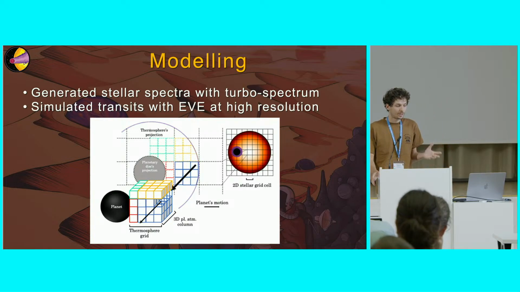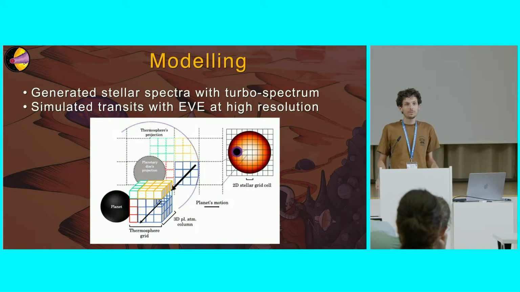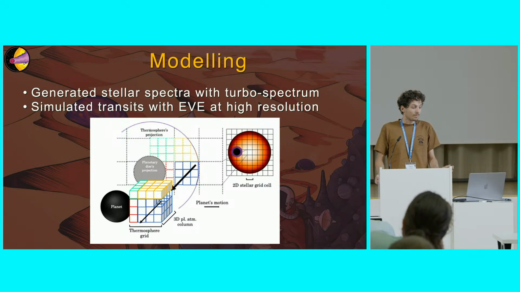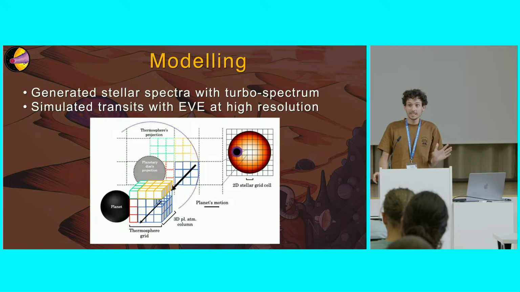Then we simulated transits at high resolution with the Eve code. What this code does is basically do a transit for you with all the absorption. As you can see, there is a 2D stellar grid, with local spectra in each cell of that grid, that is then occulted by the opaque body of the planet. You can also add an atmosphere on top of it, and it solves the radiative transfer. But in my study, I wanted to isolate the RM effect, so I did not include any atmosphere, only the opaque body, and that's it.